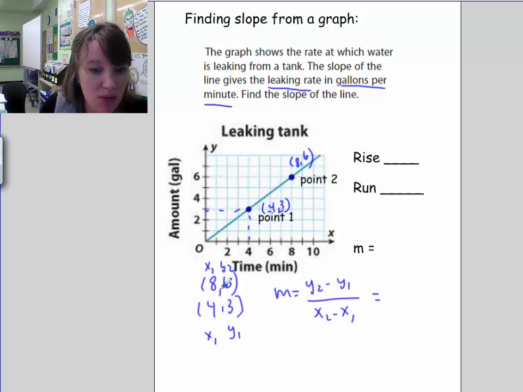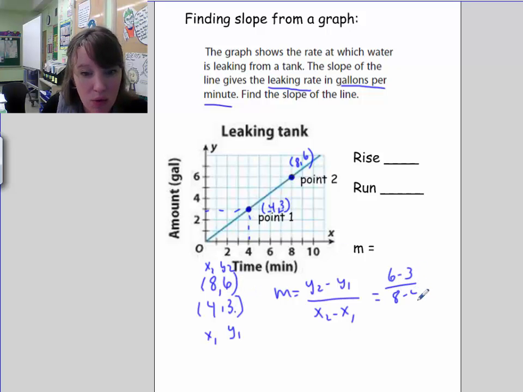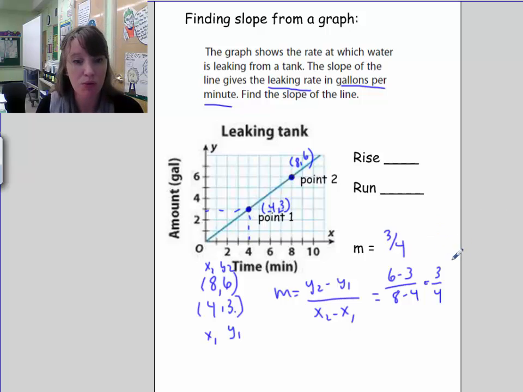Let's plug these values in here. So we're going to have 6 minus 3 over 8 minus 4. That's 3 over 4, or just 3/4. I'm going to leave it as a fraction, 3/4. That's one way of finding it, using the coordinates and the formula.